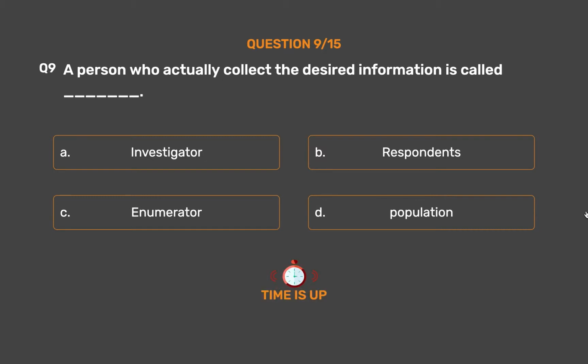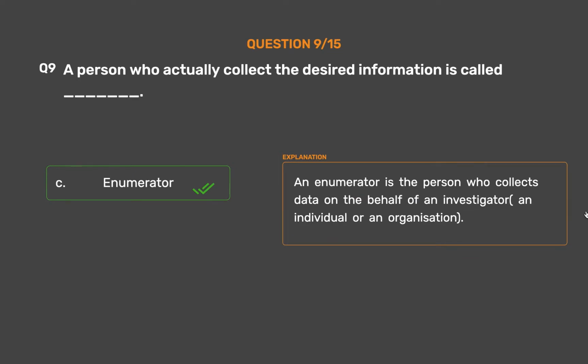The correct answer is Option C. Enumerator. An enumerator is the person who collects data on the behalf of an investigator, an individual, or an organization.